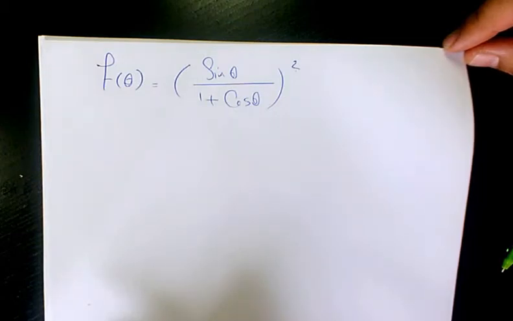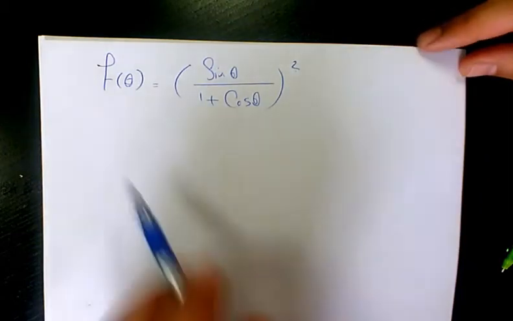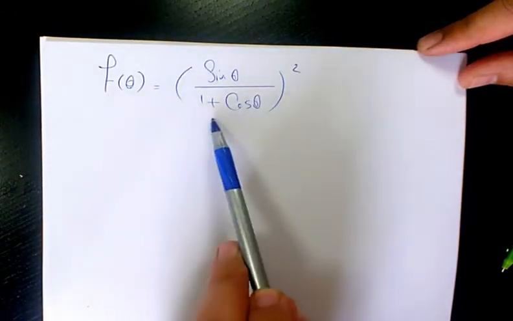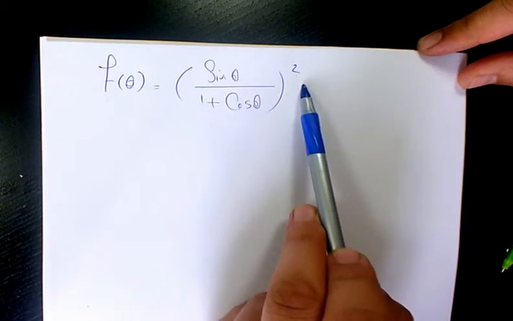Welcome to another video. In this video I want to show you how to find the derivative of f of theta equals sine theta over 1 plus cosine theta, to the power of 2.